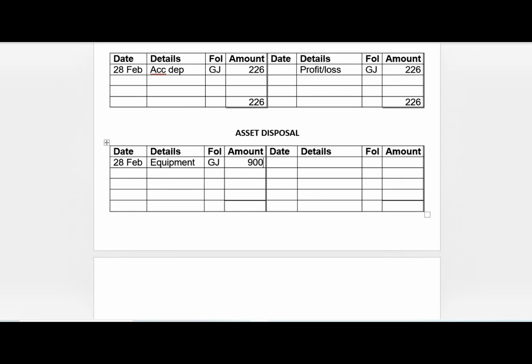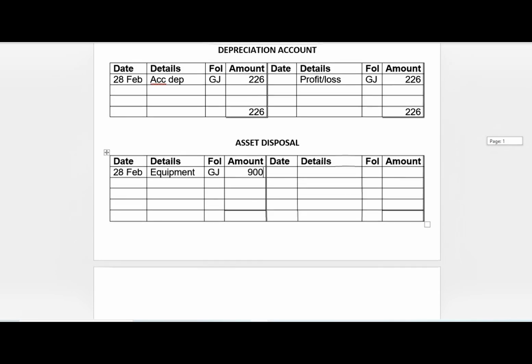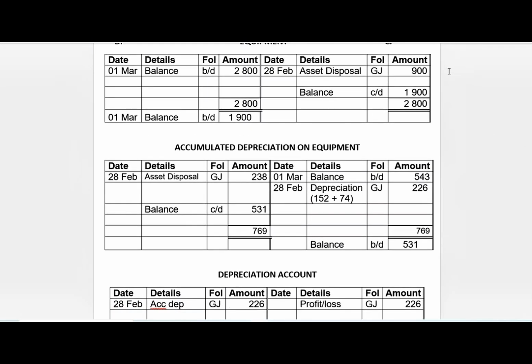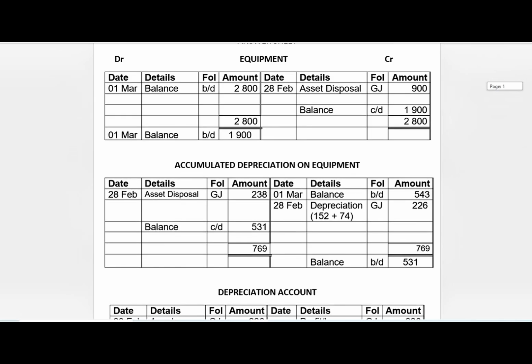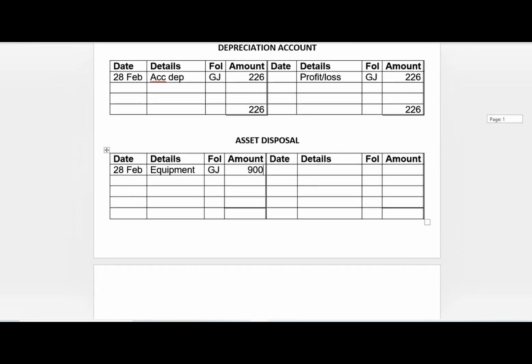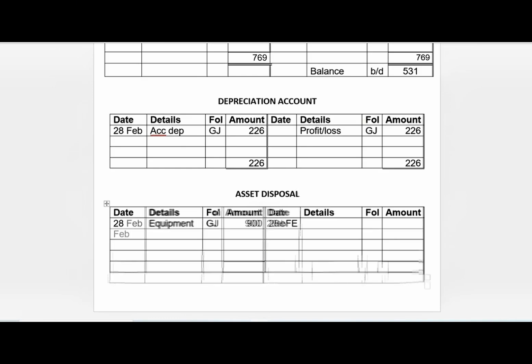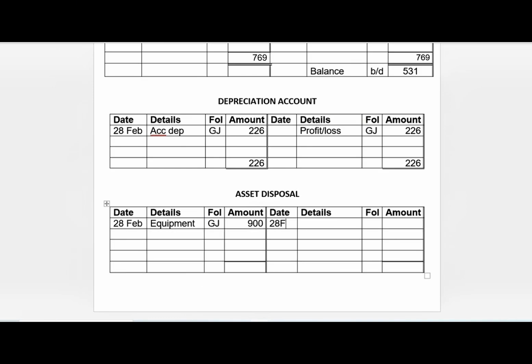Remember this 900, we know that is the cost for the disposed or the sold equipment, but we're also taking it from here, from the equipment account, this one, right? We're taking it from here and we apply the double entry system or the duality principle. We bring it to this side, all right? And then we come to this side. We also put the date for the end of the period, 28 February right there.